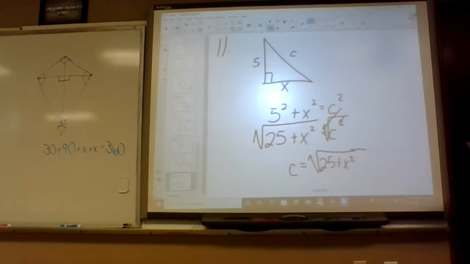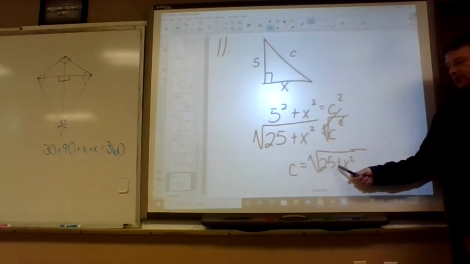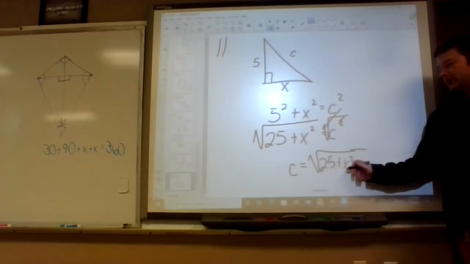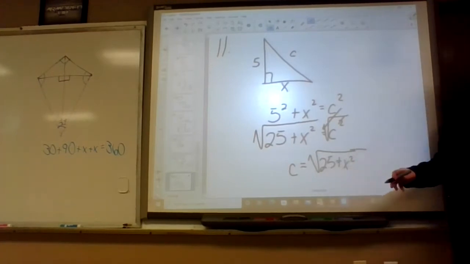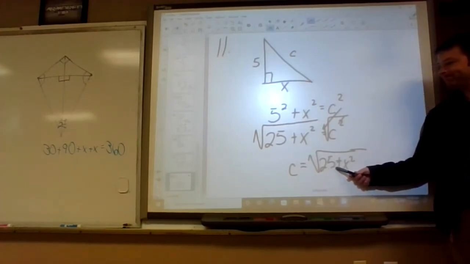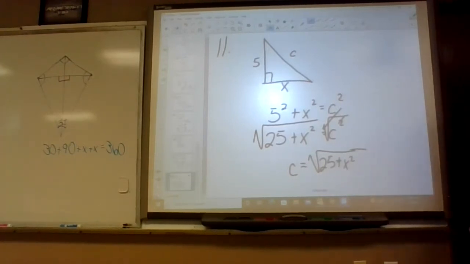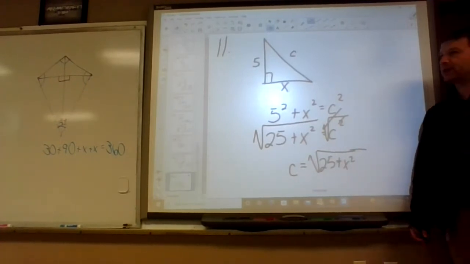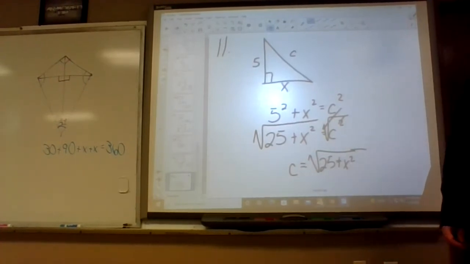You cannot simplify it any more than that. You cannot square root both of these individually because of the plus, basically. If they were multiplied in there, you could simplify that. But the plus makes it, I don't know.